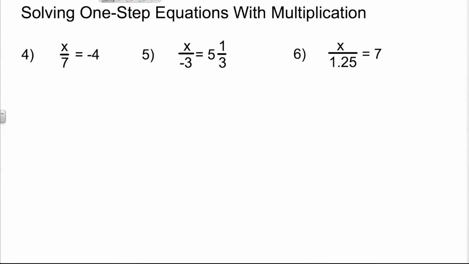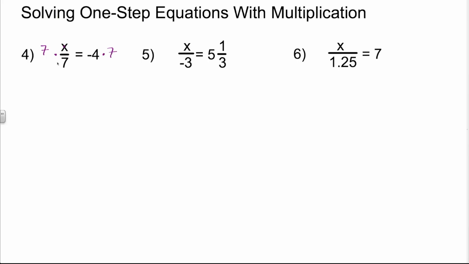Solving one-step equations with multiplication. In these problems 4, 5, and 6, we're going to use the multiplication property of equality, which states that we have to multiply both sides of the equation to maintain equality. In this problem, x divided by 7 is equal to negative 4. Since x, the variable on the left-hand side of the equation, is being divided by 7, we perform the inverse of divide by 7, which is multiply by 7, using the multiplication property of equality.